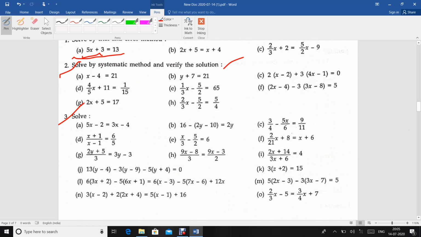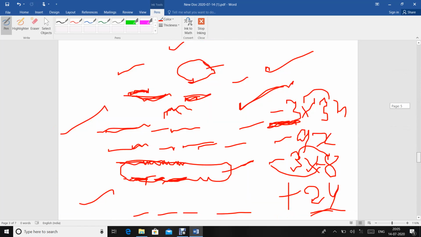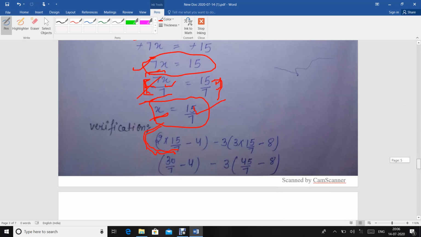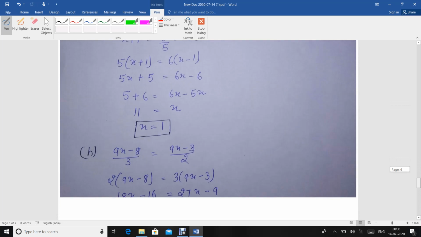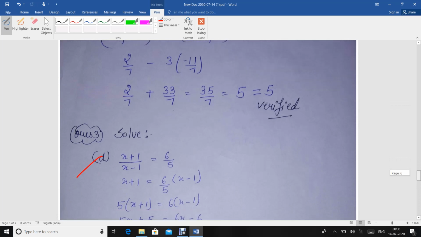Let us take up a part of this question and solve it with the transposition method. After that you will get this method also. Let us take question number 3, part D. Part D is saying that x plus 1 upon x minus 1 is equal to 6 upon 5.